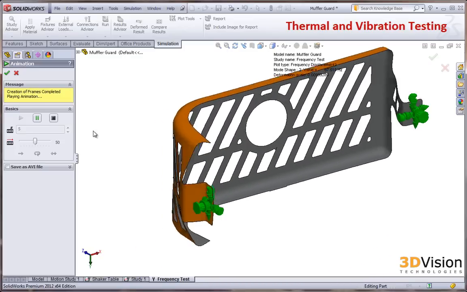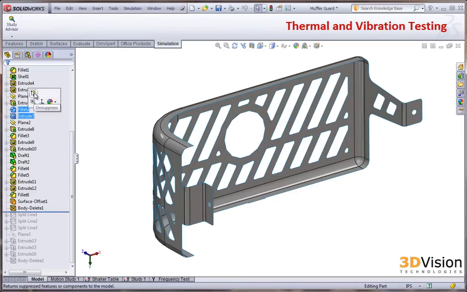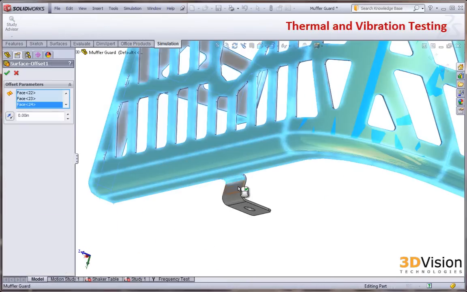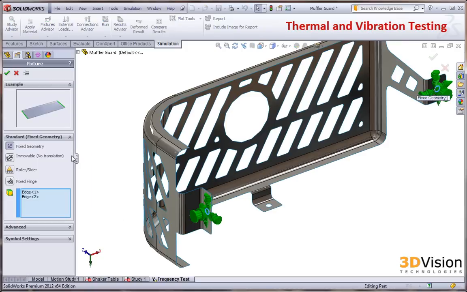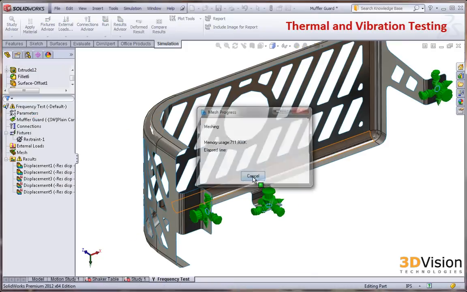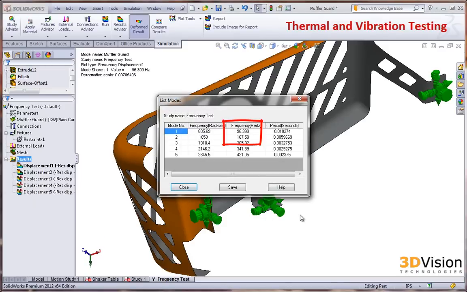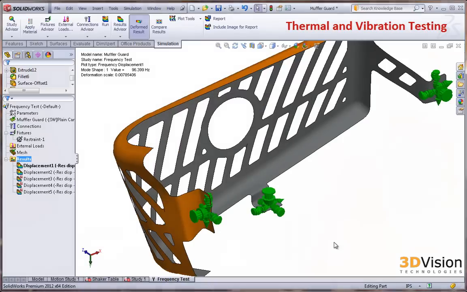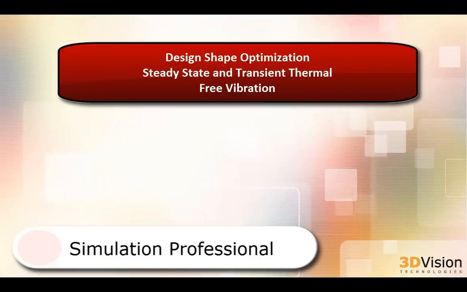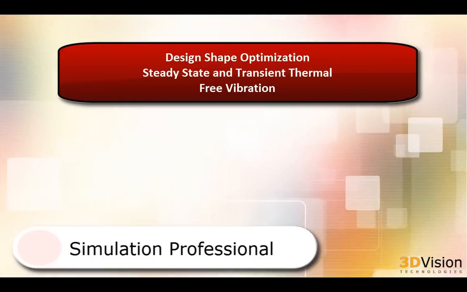A quick animation of these two modes shows us the direction that needs to be constrained. Let's add an additional mounting location and quickly confirm our design decision. A subsequent rerun of the vibration study shows that the fundamental natural frequency is 96 Hz. This is far away from the operating frequency and is a much quieter, safer, and stronger design than the initial concept.